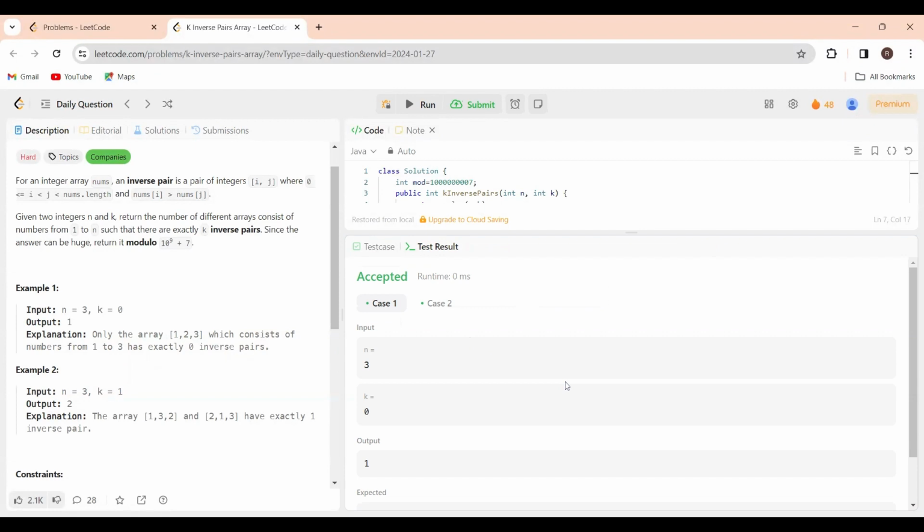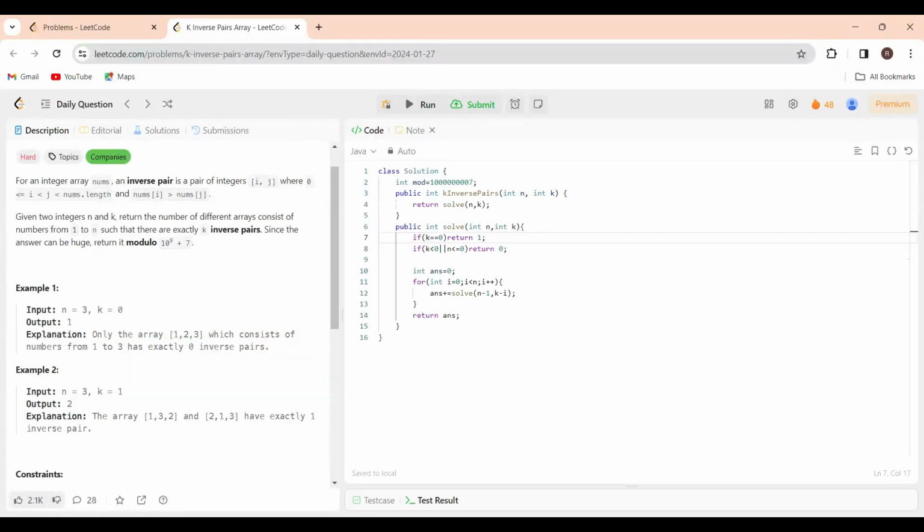So it is working, right? So the recursive solution is working. So now we need to convert this recursive solution into a DP solution, right? So what are all the parameters here changing? So both n is changing and k is changing, right?